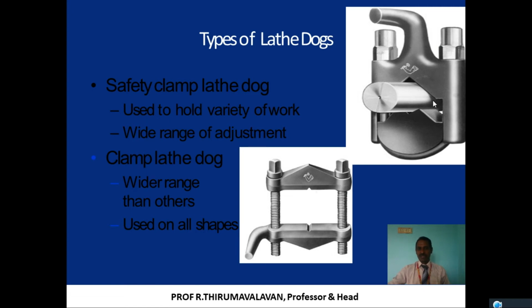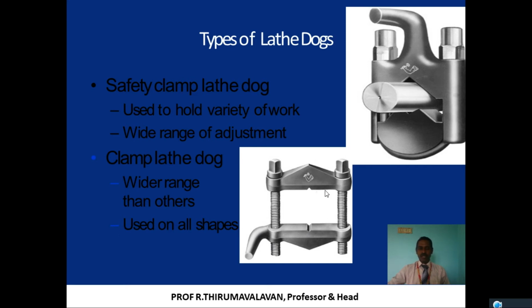Different types of dogs. Safety clamp lathe dog. We are using the clamps. These are all the clamps. This is a clamp. There is a bend, so by using this, we can hold the circular workpiece. We can hold the square workpieces, which can be turned in between the centers.